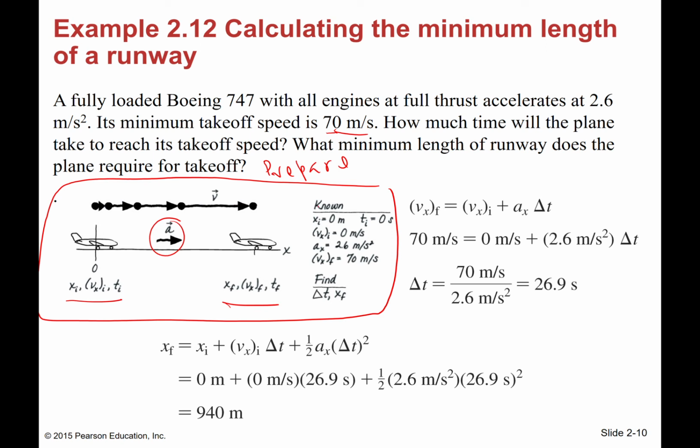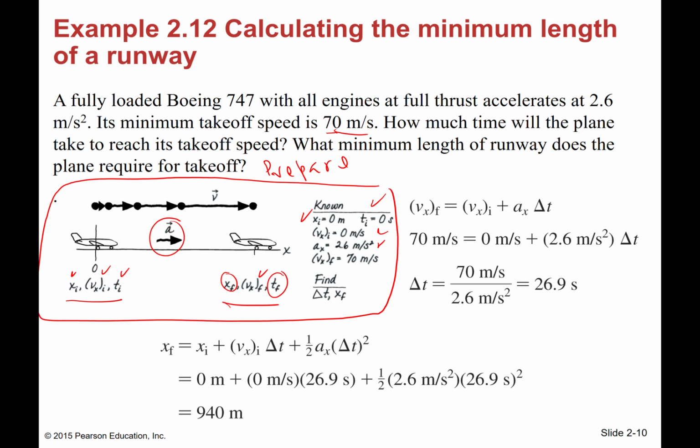Now we can go ahead and see from our picture what we know and what we need to find. We know the initial position, the initial time, the initial velocity, and the acceleration. We also know the final velocity, which is 70 meters per second. So we want to find t final and we want to find x final. So that's preparing your problem. Now you know what you need to do, so you can go on to your three equations and see which one works.